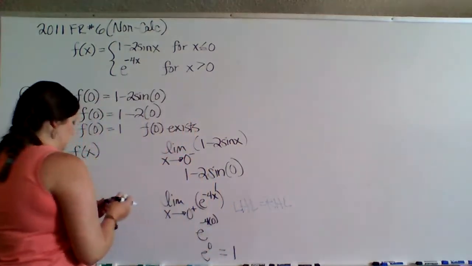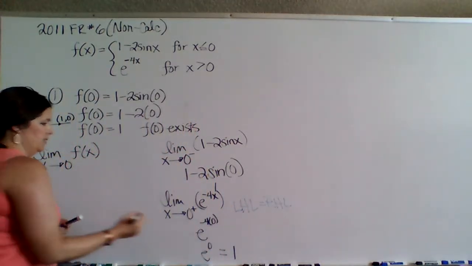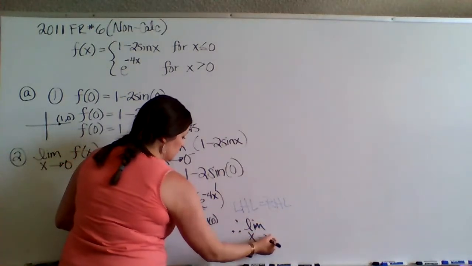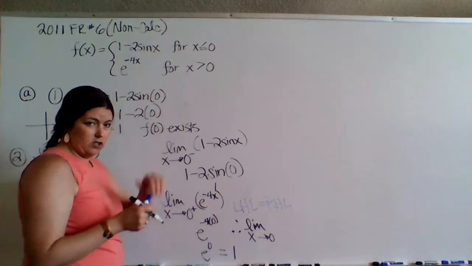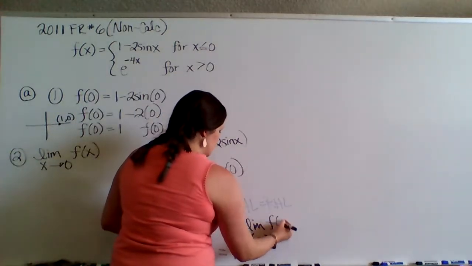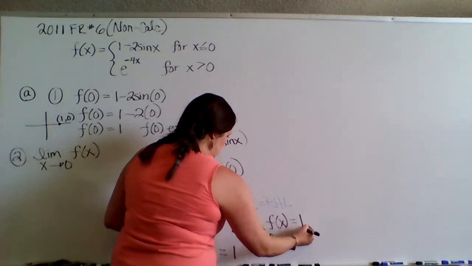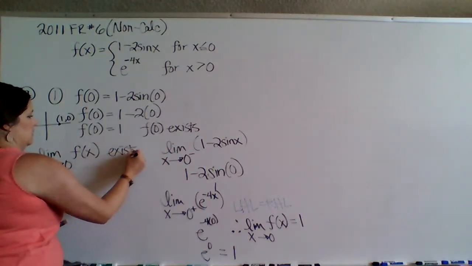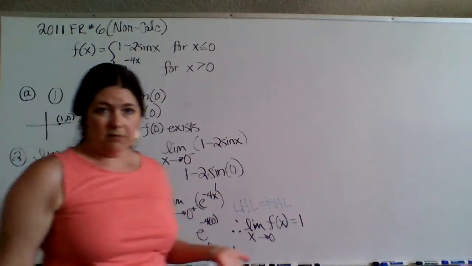Doesn't that mean, therefore, the two-sided limit as x approaches just 0, with no little notation in the upper right-hand corner, of our piecewise function f of x also equals 1? And that means that this exists. So part 2 is also met.